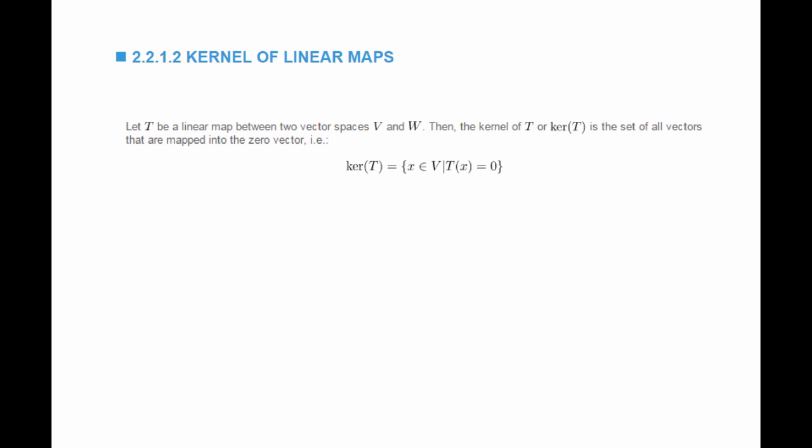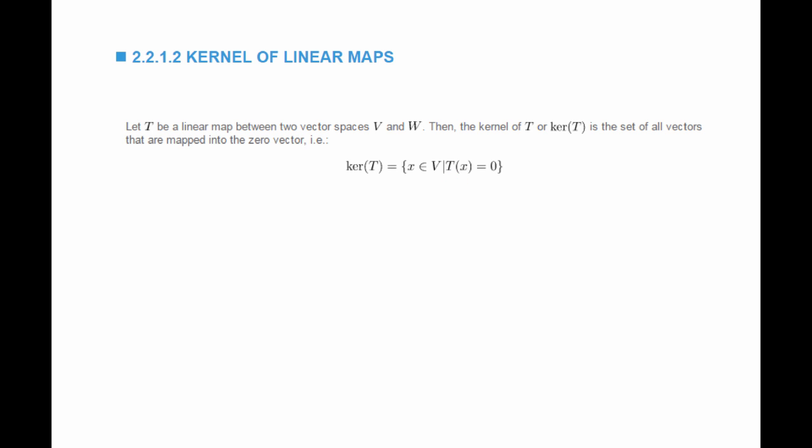For the study of linear maps, we need to study a special type of sets. These are called the kernels of linear maps. The kernels of linear maps are the sets of vectors which the linear map maps to 0. So the basic definition is as follows. If I have a linear map between the two vector spaces V and W, the kernel of T, written as ker T, is the set of all vectors that are mapped into the 0 vector. So ker T is the vectors in the linear vector space V, which when T is operated on them gives me 0.